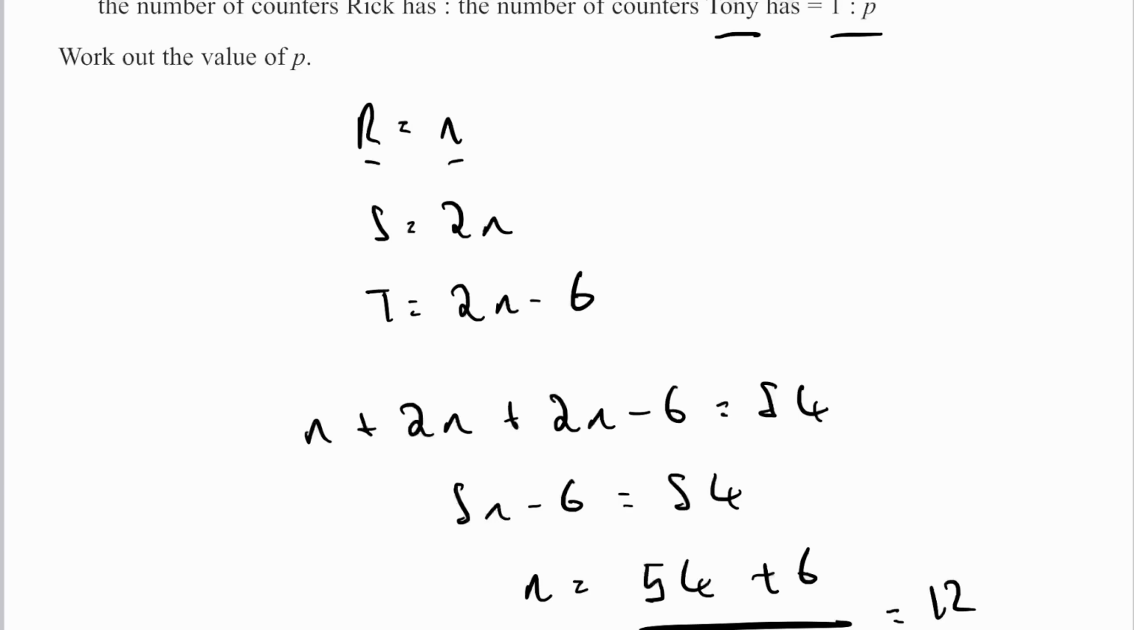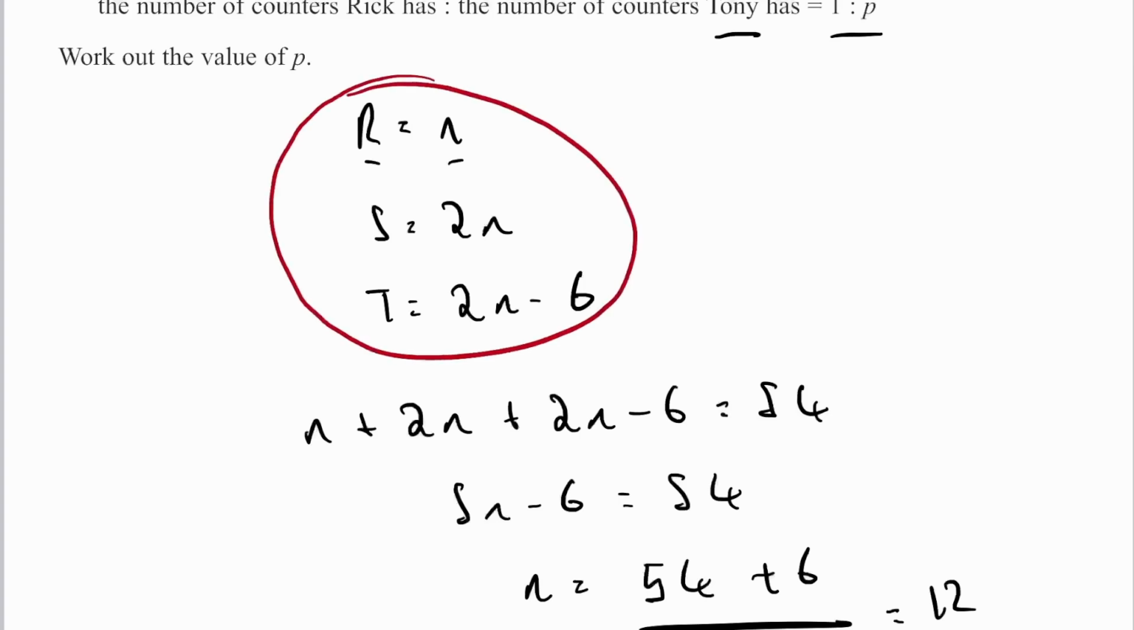So now that we know what n is, we can just come back to the equations we made at the beginning. So we want this 1 to p, okay? So p is basically, well, this is a ratio, right? So we need to work out how many counters Rick has and how many counters Tony has. And then we can simplify it down to a ratio. So the ratio would basically be n, because that's the number of counters Rick has, to the number of counters Tony has, which is 2n minus 6. Now, we can't simplify it down in this version, so we're just going to plug in our numbers if we know that n is 12.